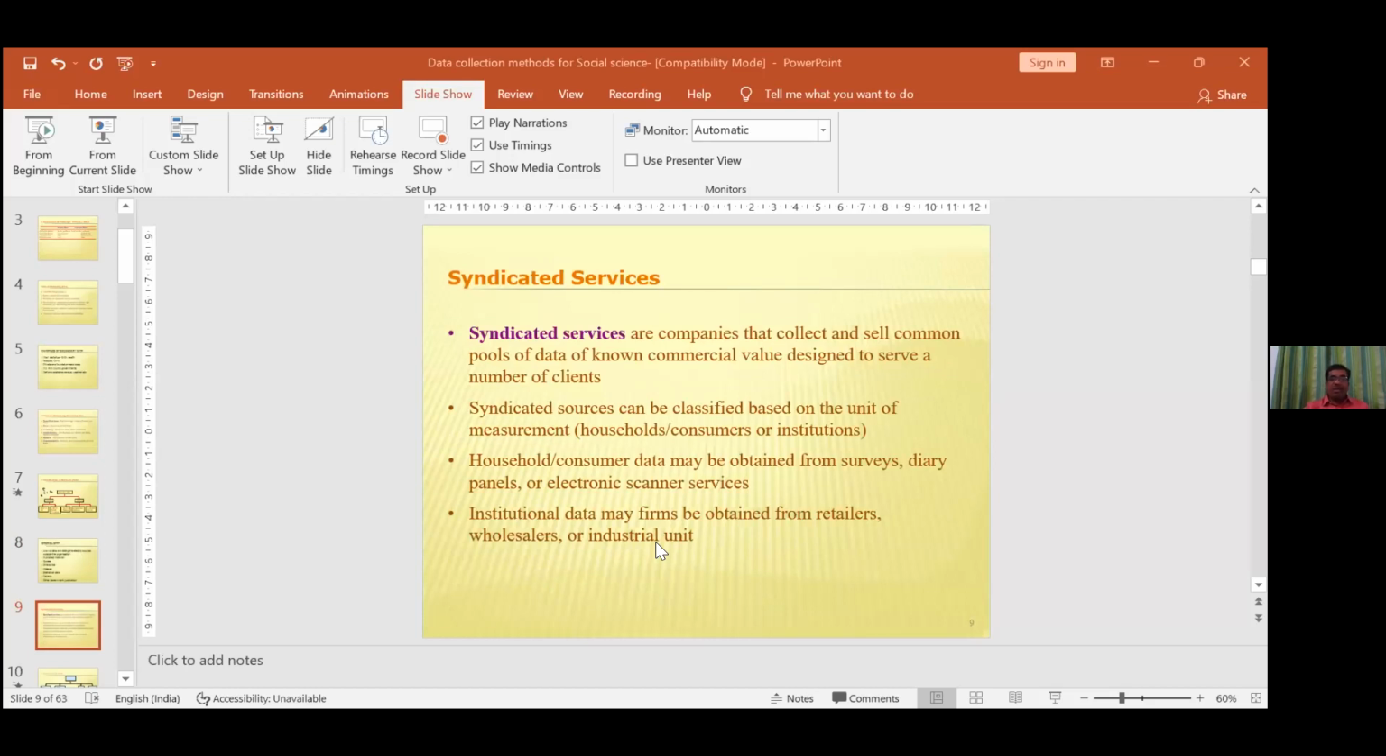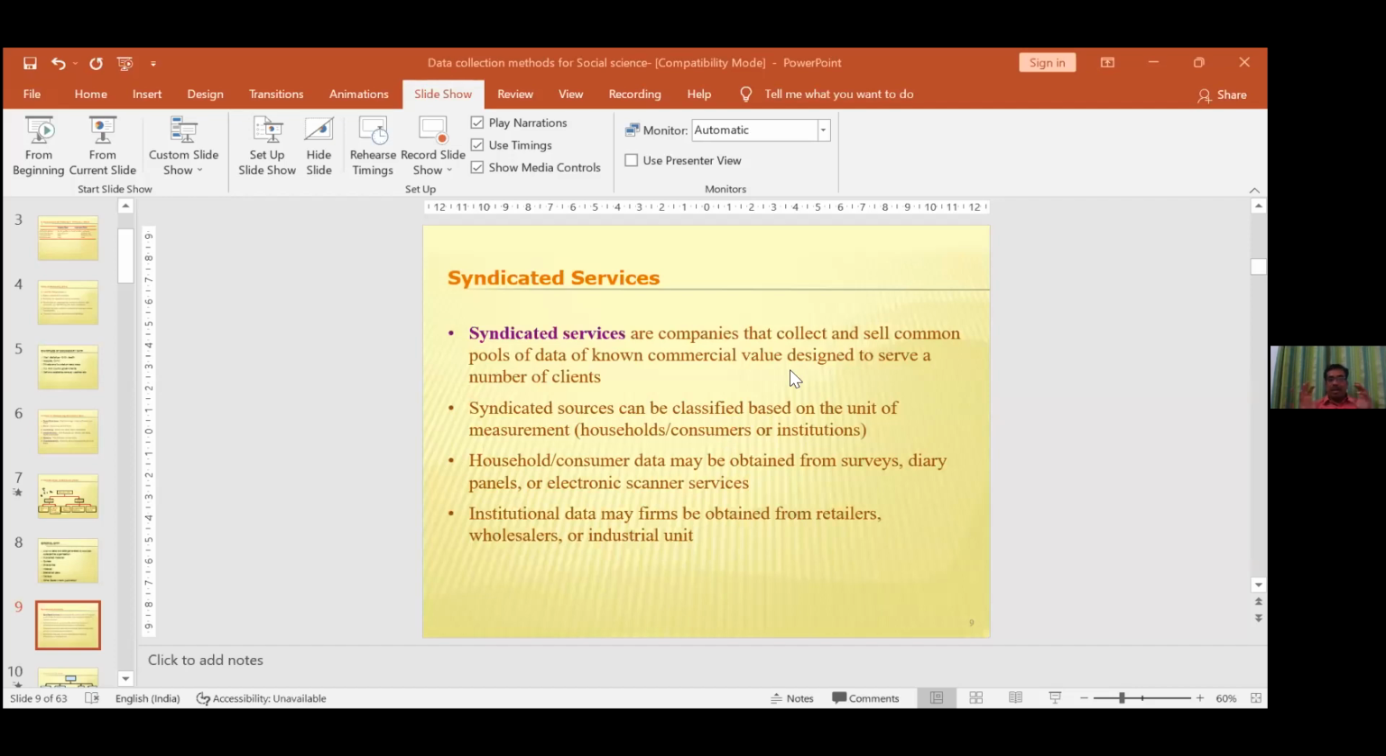Okay, that means some data might be collected by companies. They will have some pool of data, and they will sell this data to their clients. They can also collect this data from individuals, as well as from industrial units. Okay, so this is the syndicated data.